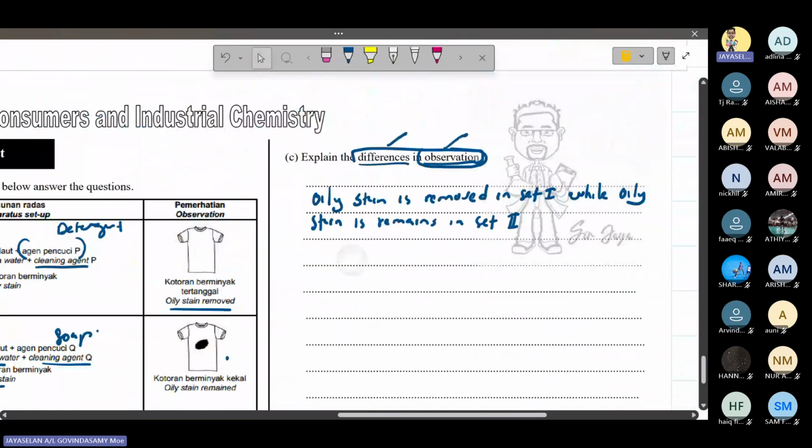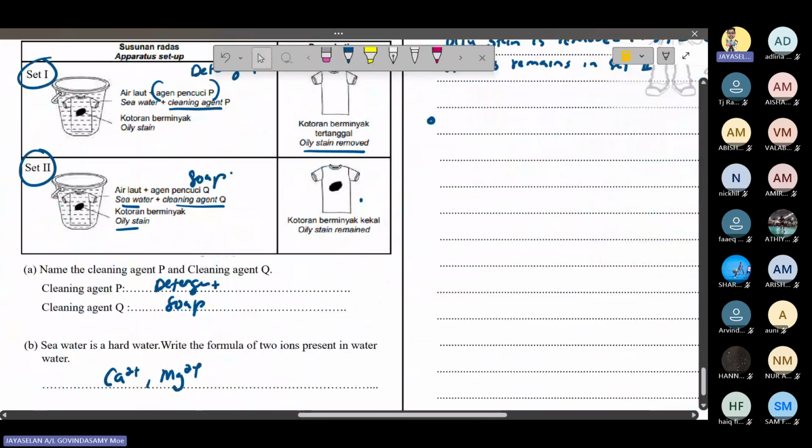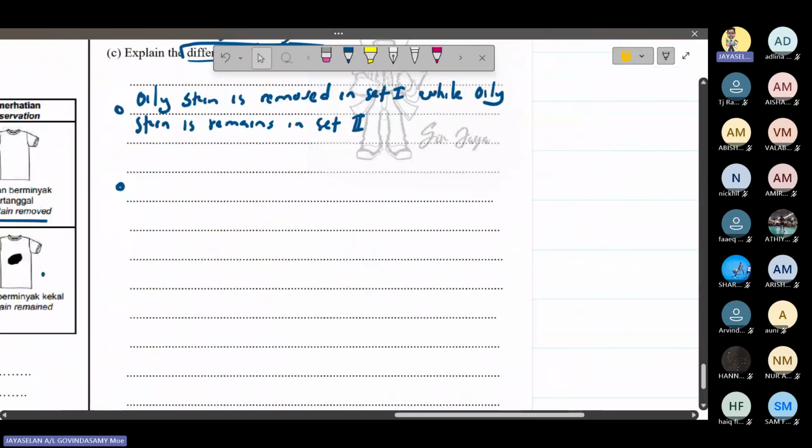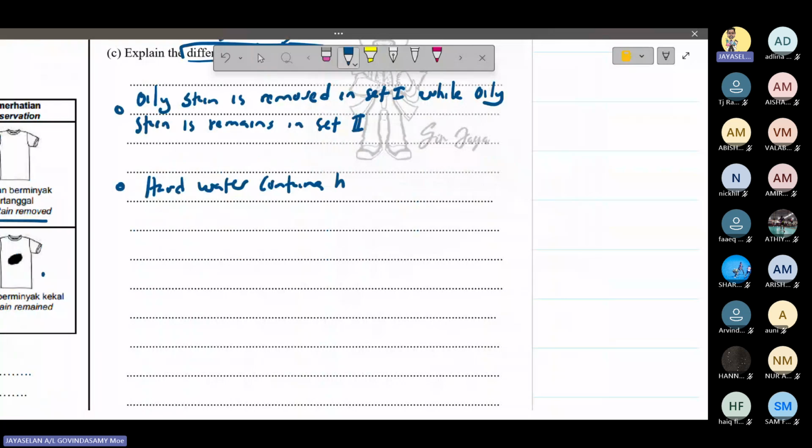So first point done. Second point, you start with soap first. Explain your answer. So how to explain your answer? First point, hard water contains high concentration of two ions. What ions? Calcium ion and magnesium ion. You guys already scored another mark.